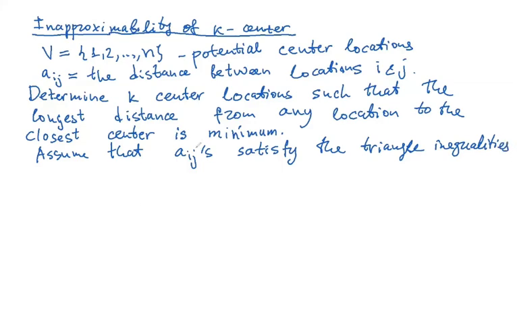So which means that, let's say I have 3 different locations, I, J, P. Then a_ij, going from I to J directly, is going to be no longer than going from I to P first, and then from P to J.